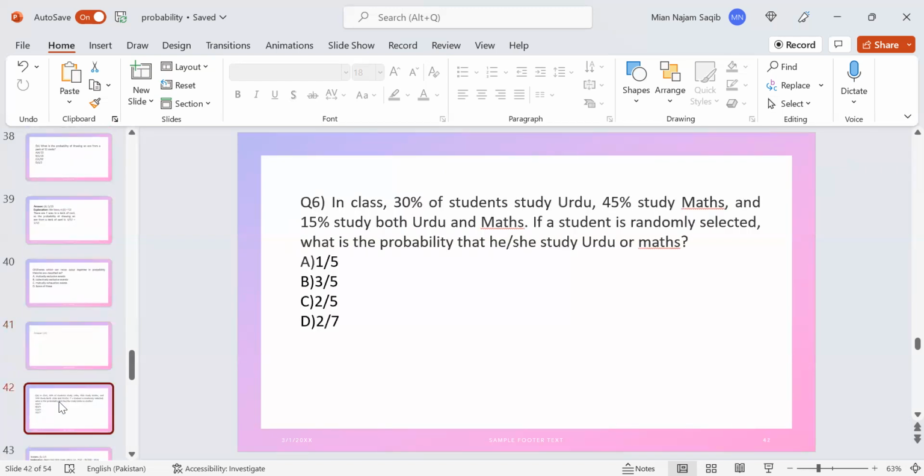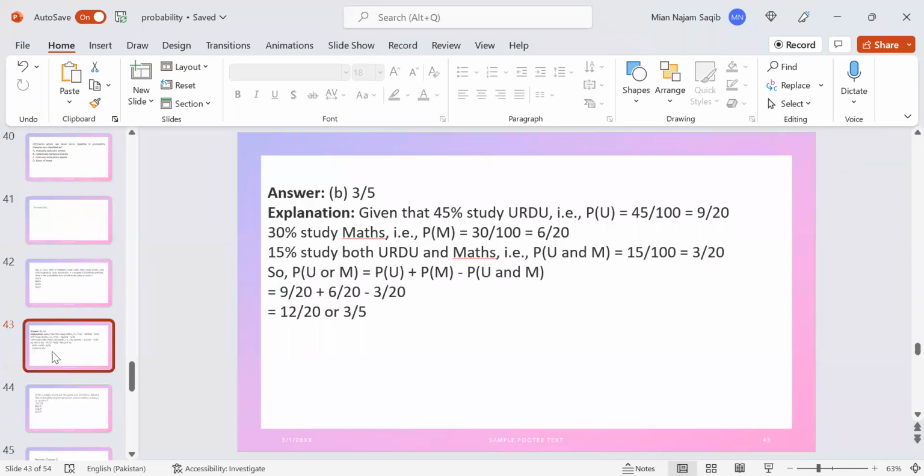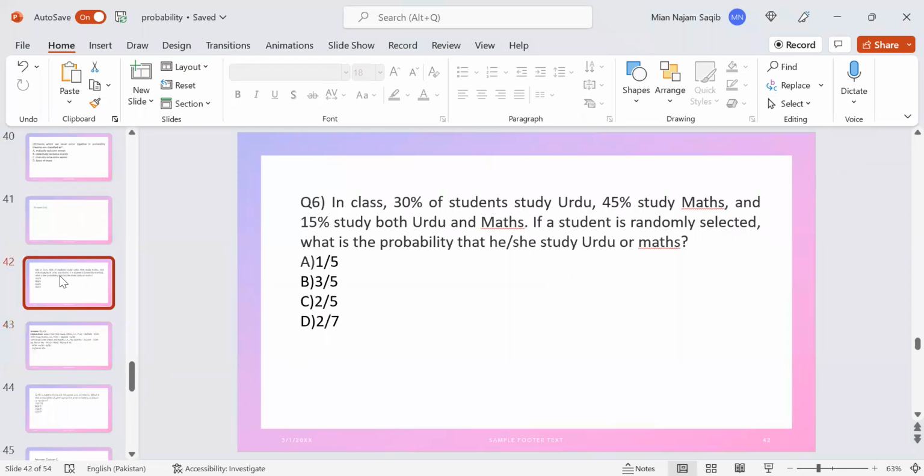Question number 6. This is a relatively longer question to answer, but it demonstrates the addition rule of probability, so I included it. In a class, 30% of students study Urdu, 45% of students study math, and 15% study both Urdu and math. If a student is randomly selected, what is the probability that he or she will study Urdu or maths?